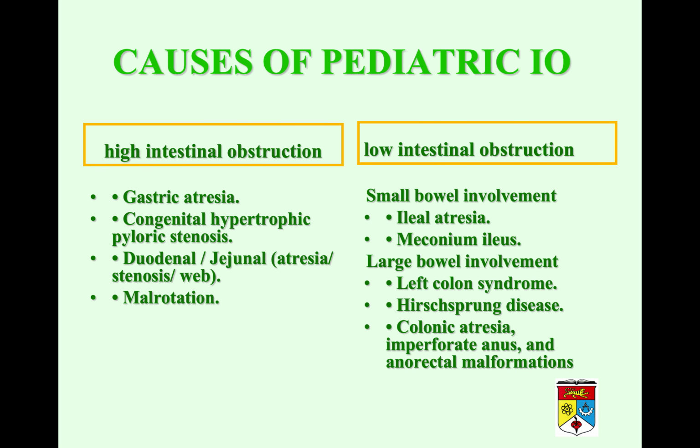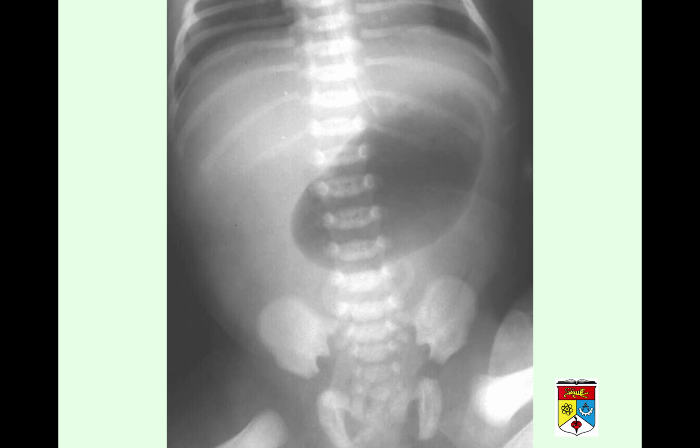Okay, because the differential diagnosis is slightly different. If it's a high obstruction, you have to think about stomach, duodenal or midgut pathology. But if it's a low intestinal obstruction, you have to think about the more distal small bowel involvement or a large bowel involvement.